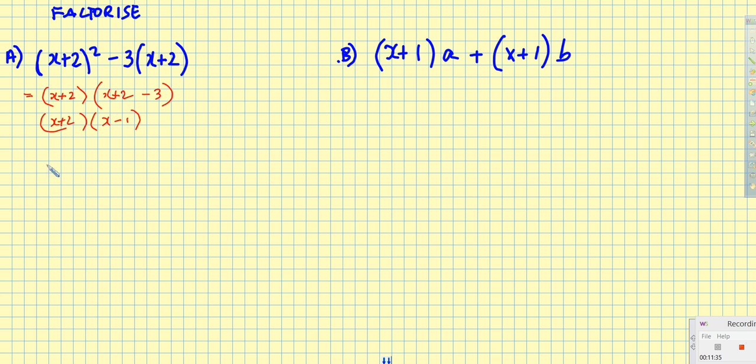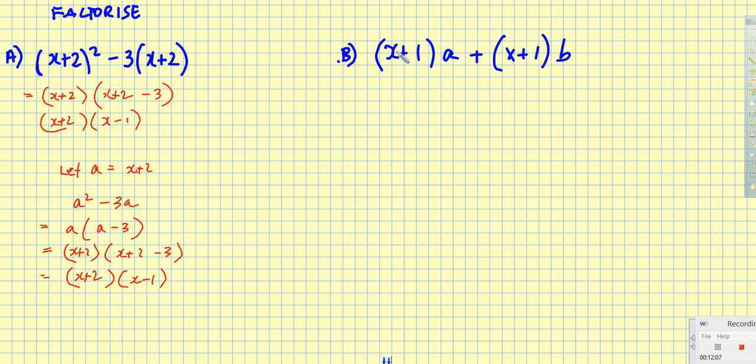Now if I use the second method, I would have said let a equal x plus 2, so that this would become a squared minus 3a. This would go to a bracket a minus 3 in removing a common factor, and then I would substitute back in x plus 2 for the value of a. So it would become x plus 2 times x plus 2 minus 3, and there we have x plus 2 times x minus 1. So again, we've got the exact same thing.